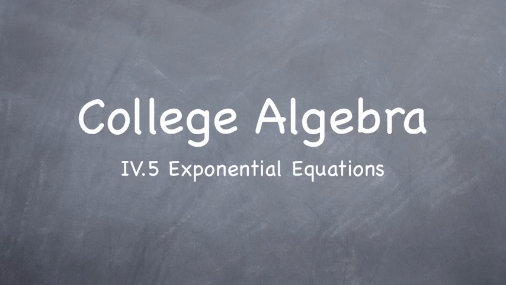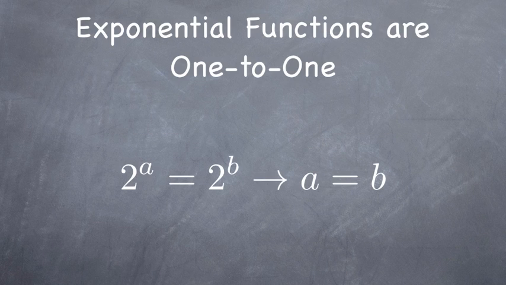This is lesson 4.5 on exponential equations. In the last lesson, we looked at the graphs of exponential functions. We didn't mention this explicitly, but it's a very important fact that our exponential functions are one-to-one functions. This shouldn't be a surprise, because if we think about what the graphs of our exponential functions look like, they very clearly pass our horizontal line test.